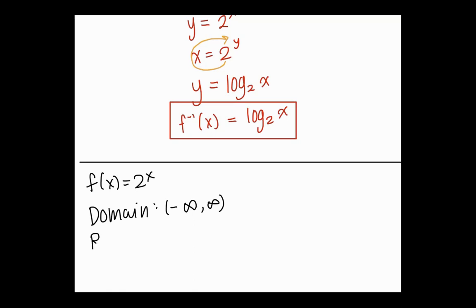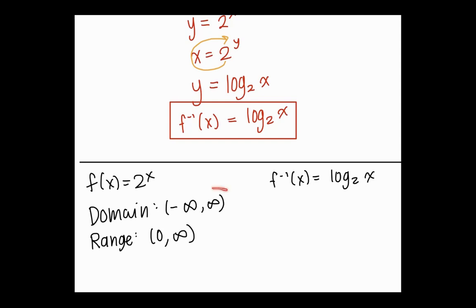What about my range? If I think about my outputs, am I going to get negative numbers out? No. Am I going to get a 0 out? No, but can I get like 0.5? Yes. So this is going to be 0 to infinity. So that's for f of x equals 2 to the x. What if I want to look at its inverse? So my inverse of that is log base 2 of x.